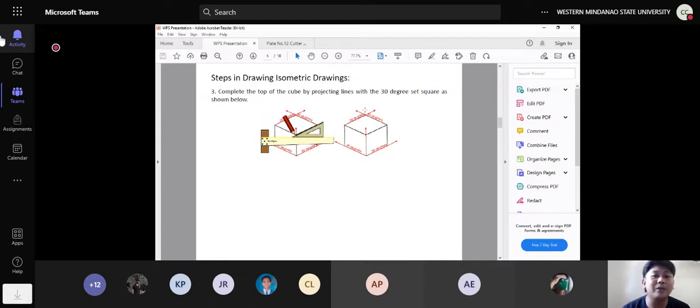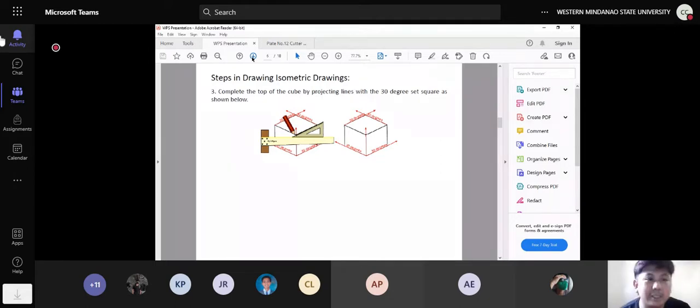So basically isometric lines, they are all parallel, no? Katulad nito, this must be parallel with this side. So this side is also parallel with this side. So there is no point of intersection between the parallel lines. We all know that in our geometry, no? So ganun lang natin ginagawa yung isometric drawings natin using our set square and our T-square.